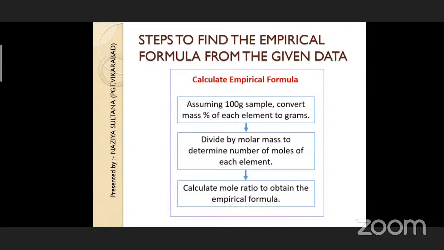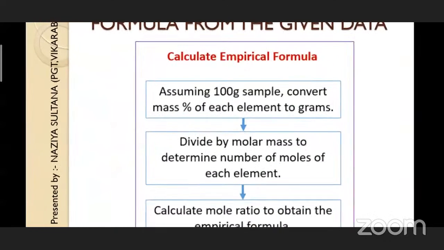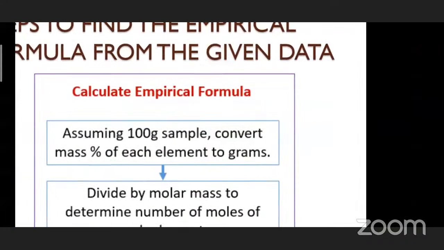So what are the steps? Let us see. Assuming 100 gram of the sample, convert the mass percentage of each element into grams. Suppose in the problem it is given as 23% of sodium. What you have to understand is that the weight of sodium is 23 grams. Suppose it is 50% of X, so 50 grams you should take. 35% means 35 grams you should take. That we have to do.